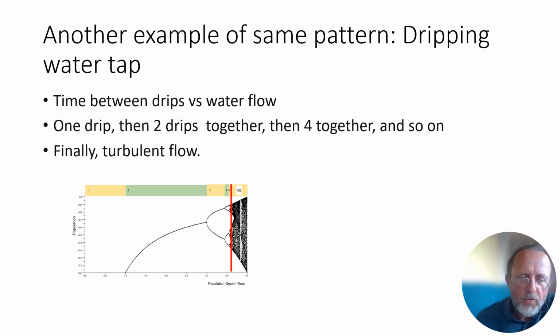And this is just another example of the bifurcation pattern, just to show that it doesn't only apply to populations of animals. This is an example of a dripping water tap, and the time between drips increases as the water flows, and as you turn the tap on, you get 1 drip at a time. Then as you increase the water flow, you get 2 drips together as they start to interfere with each other, and then you get 4 drips together, and so on. And finally you get turbulent flow.